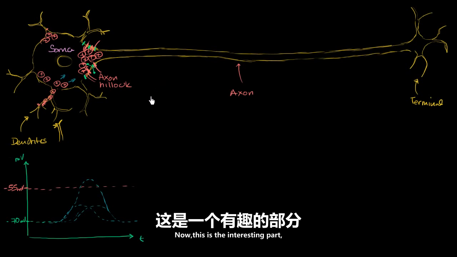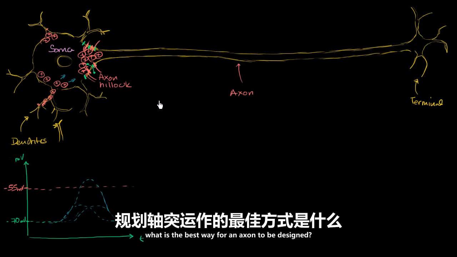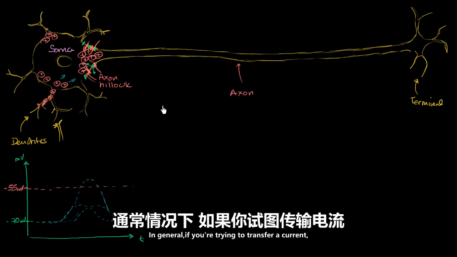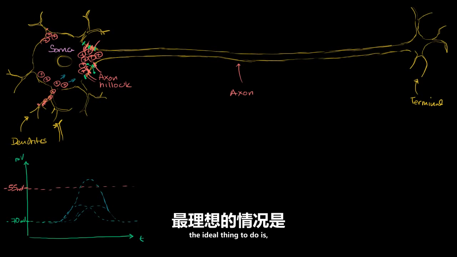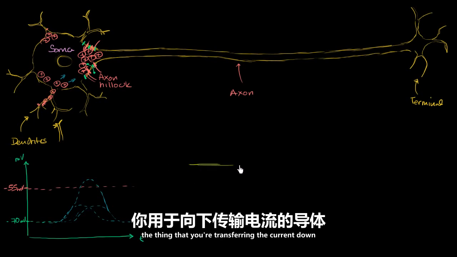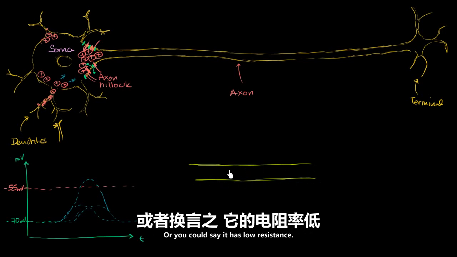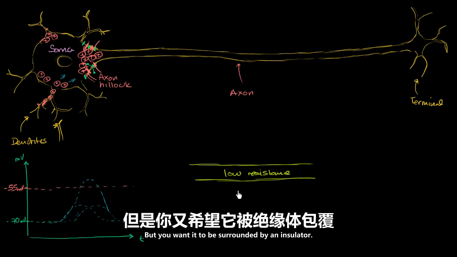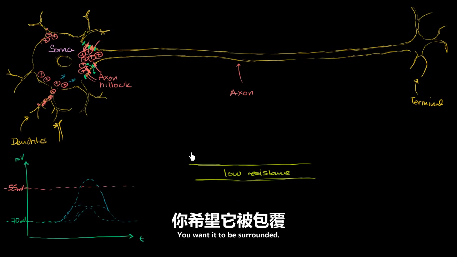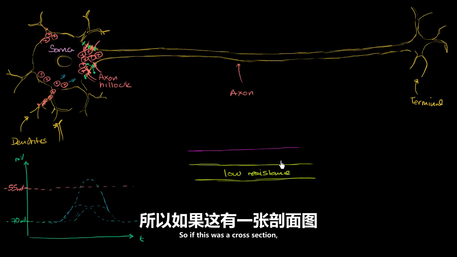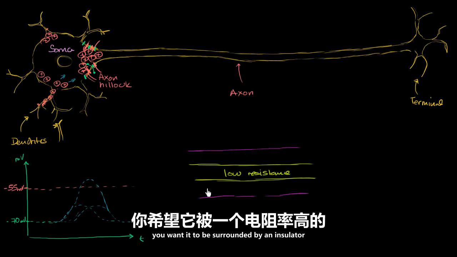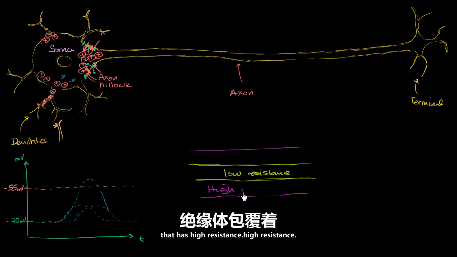Now this is the interesting part, because we can think a little bit about what is the best way for an axon to be designed. In general, if you're trying to transfer a current, the ideal thing to do is the thing that you're transferring the current down should conduct really well, and you could say it has low resistance, but you want it to be surrounded by an insulator. You want it to be surrounded, so if this was a cross section, by an insulator that has high resistance.